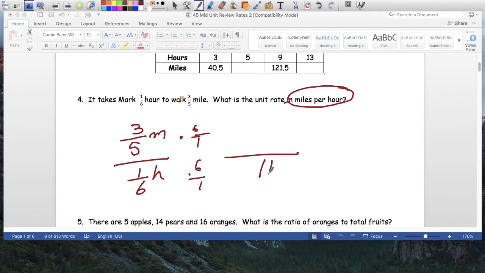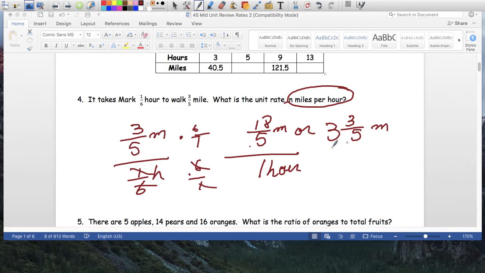This is going to be 1 hour. Una hora, ¿no? Cross, cross, cross, cross. 1 hour. And then here, 3 times 6 is 18. 3 por 6 es 18. 5 por 1 es 5 millas. Or 5 entra en 18 3 veces sobre 3 millas en 1 hora. In 1 hour.